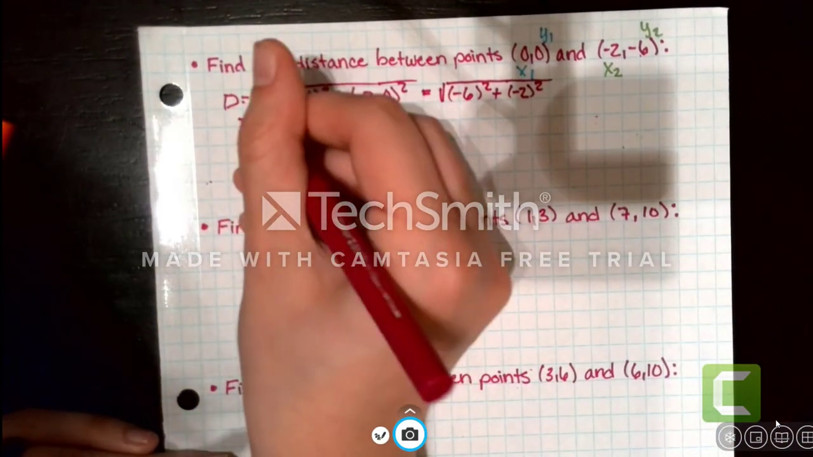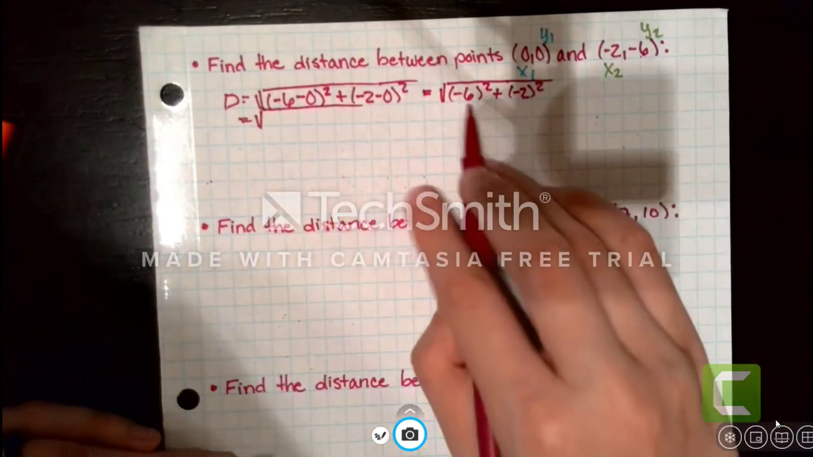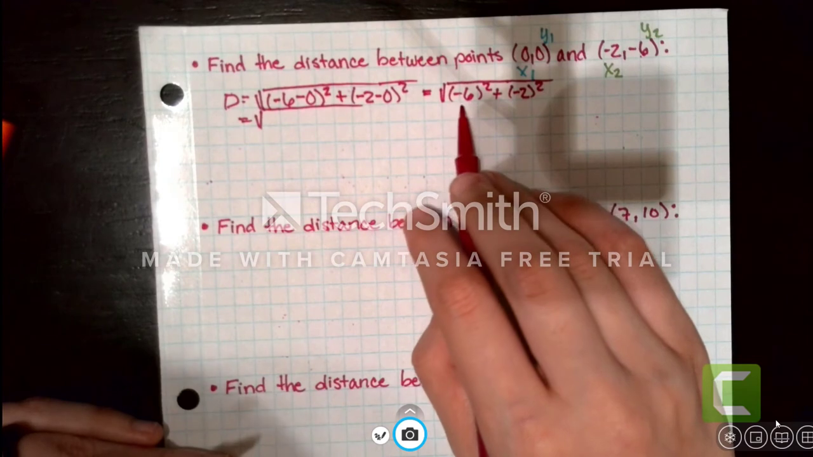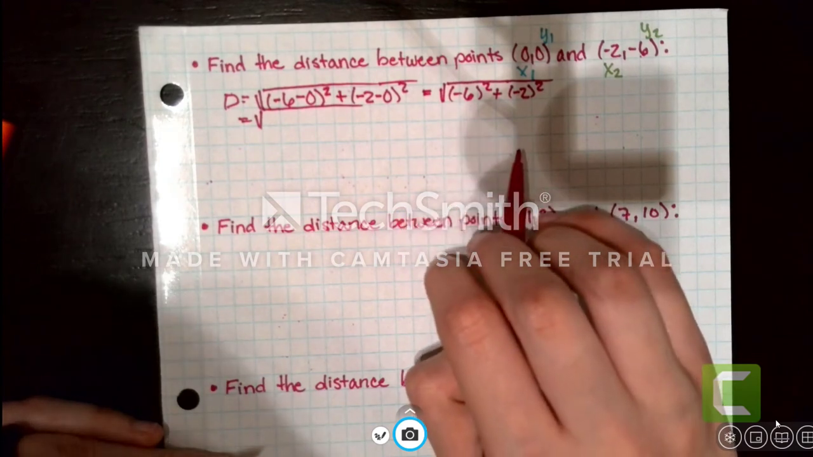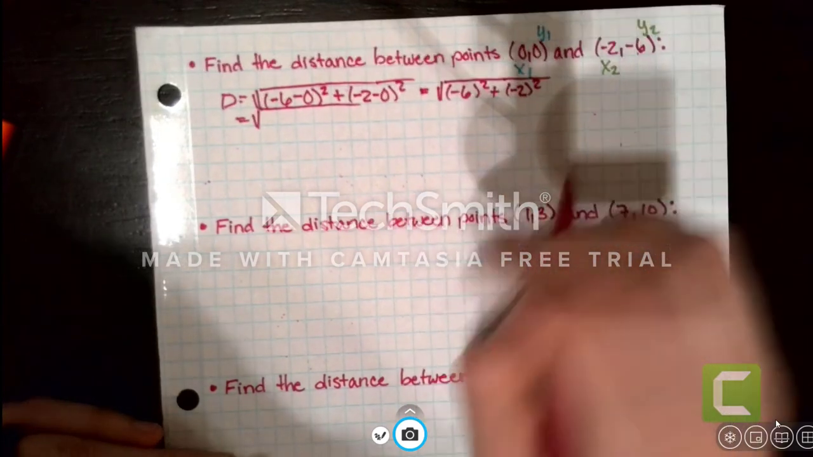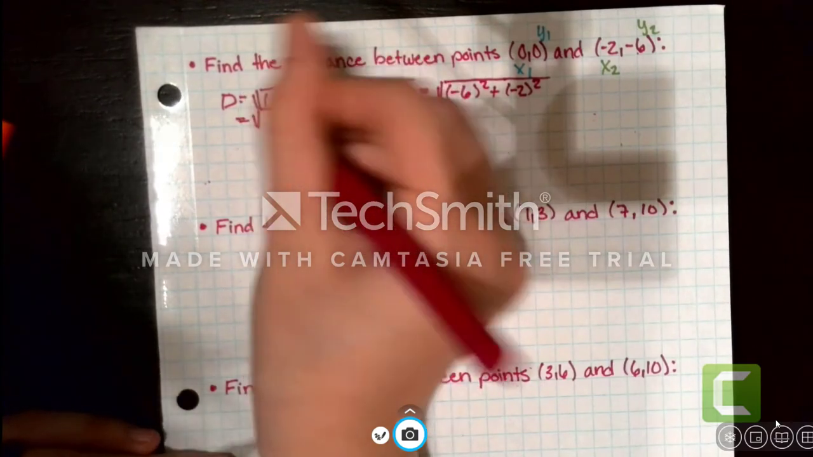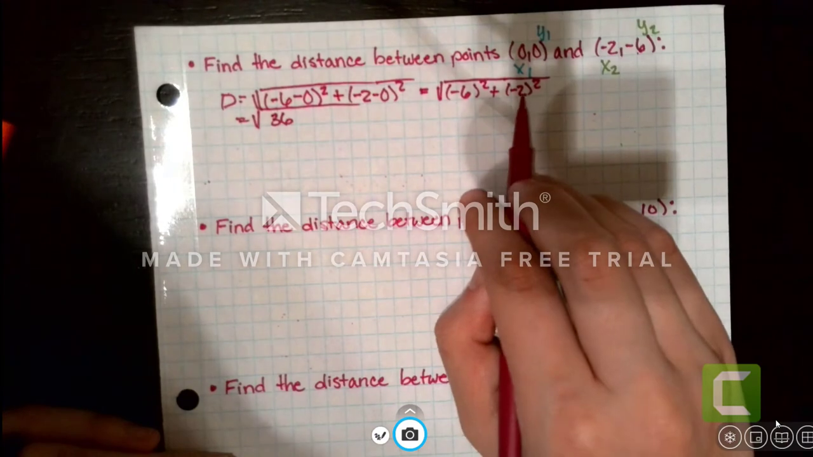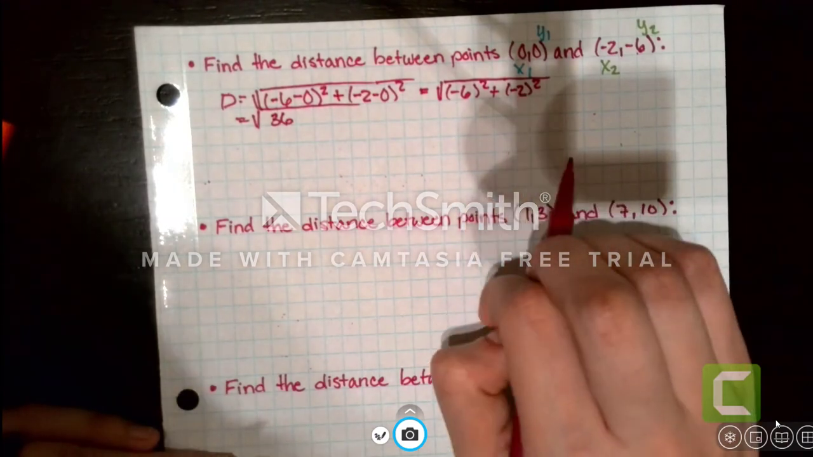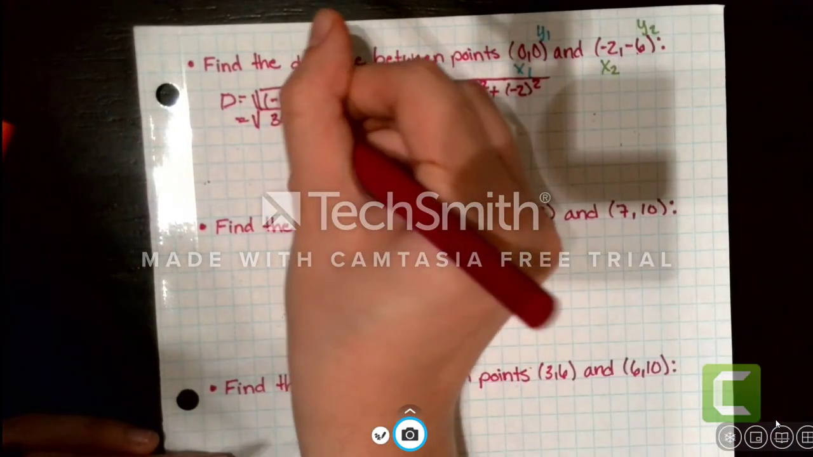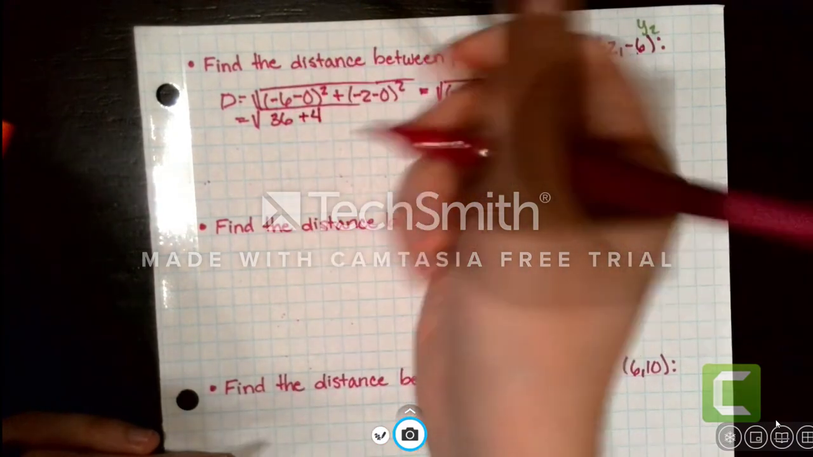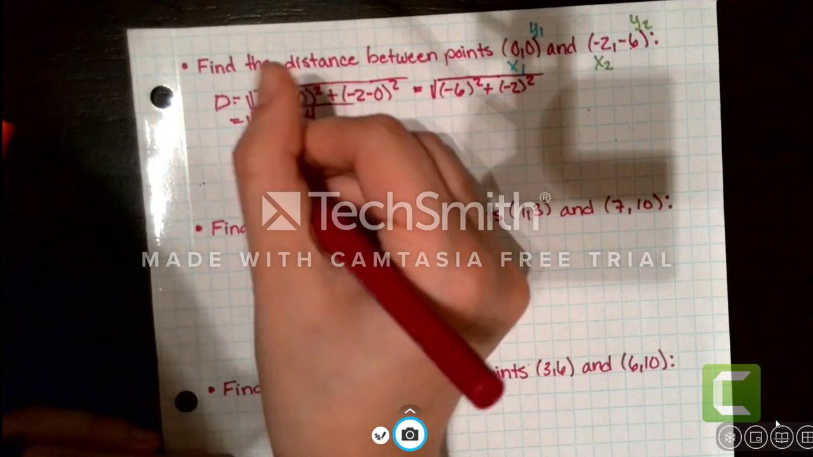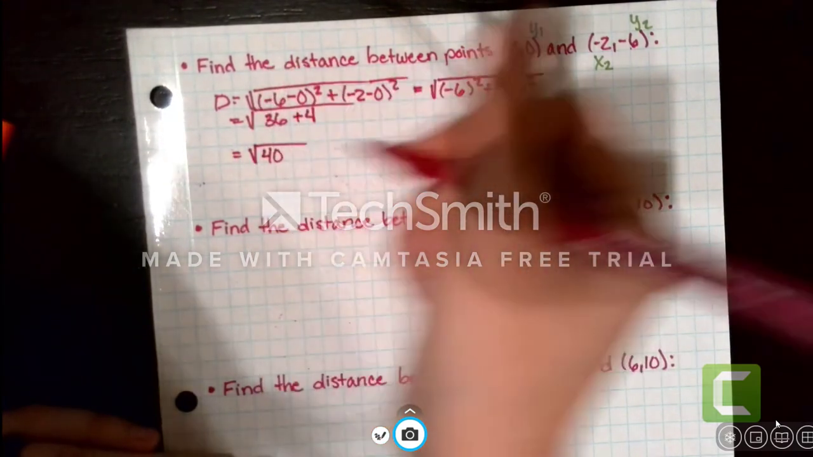Next, we have to square our two values. Even though this is a -6, that is okay. Any negative multiplied by itself will always turn positive. So -6 times -6 gets you a positive value of 36. Same thing goes for -2. -2 times -2 gets you positive 4. And if we were to add those two together, you'll get a distance value of the square root of 40.